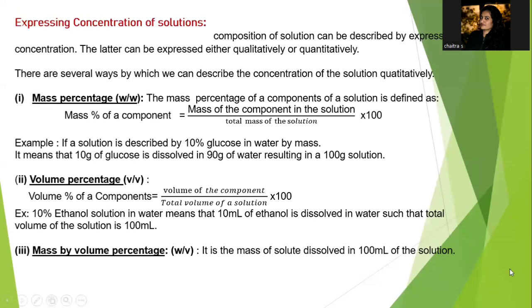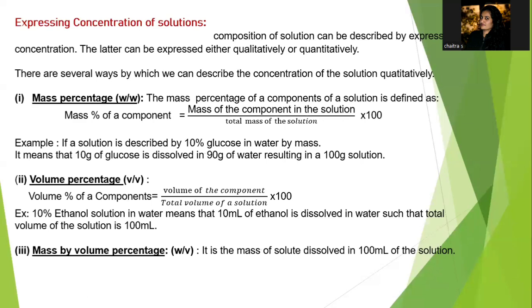Expressing the concentration of the solution. The composition of the solution can be described by expressing its concentration. The latter can be expressed either quantitatively or qualitatively. There are several ways in which the concentration of the solution can be described quantitatively. Example, first one, the mass percentage.